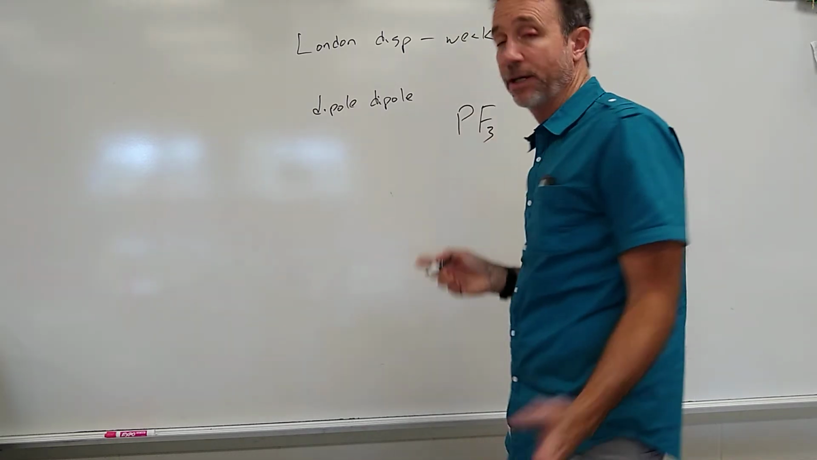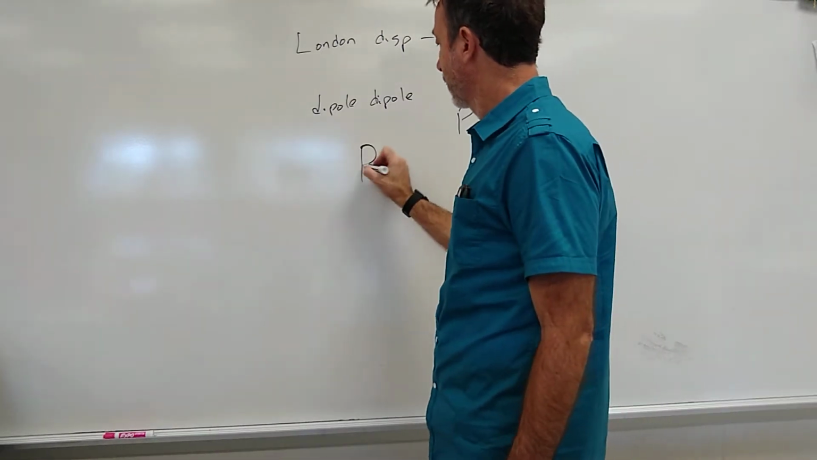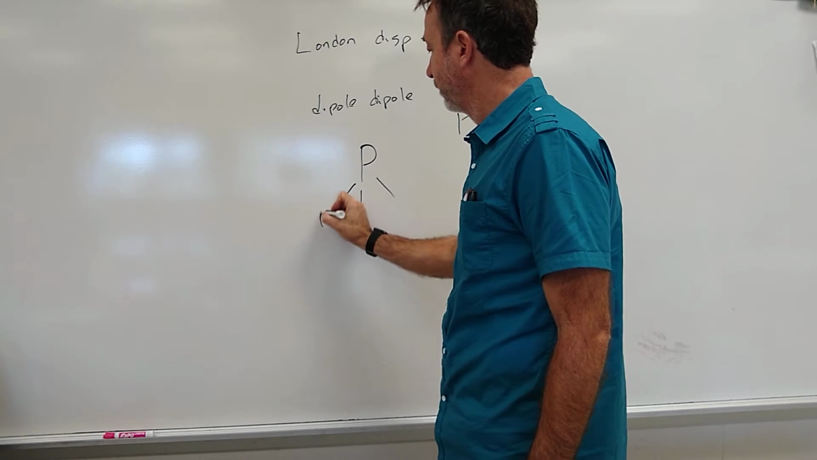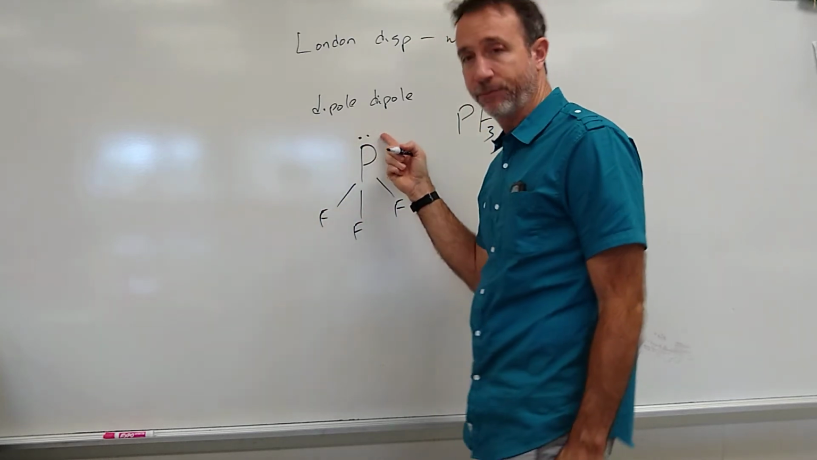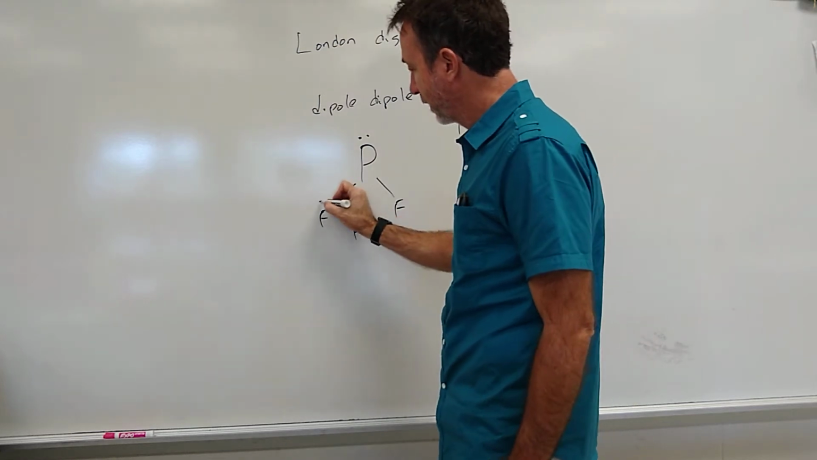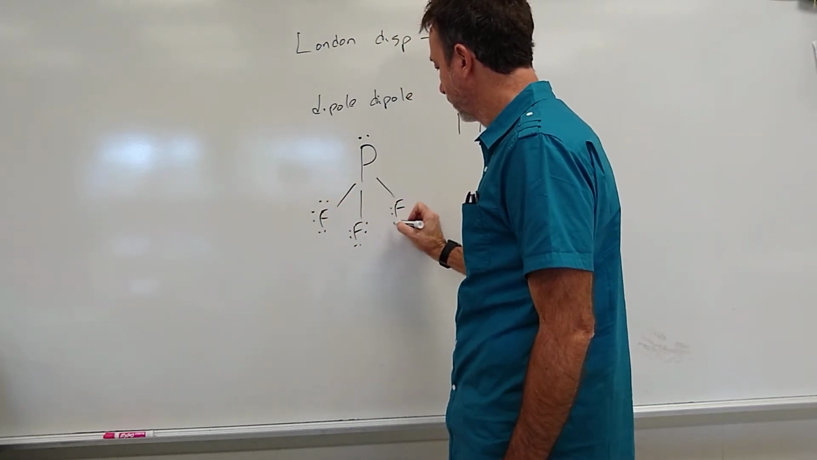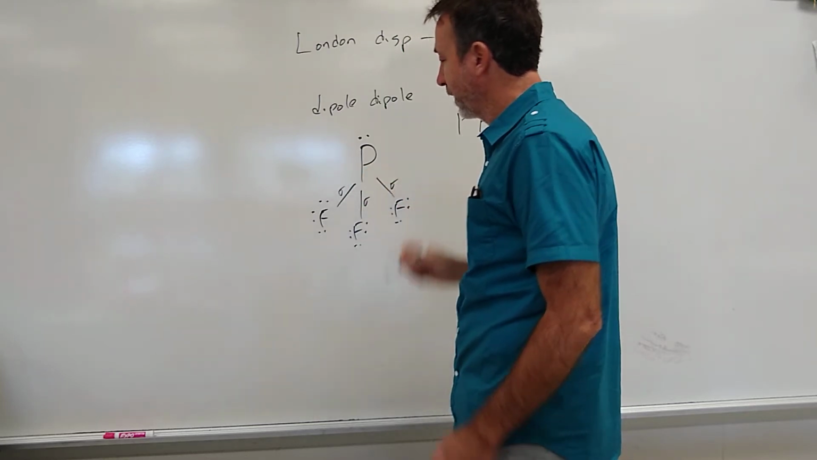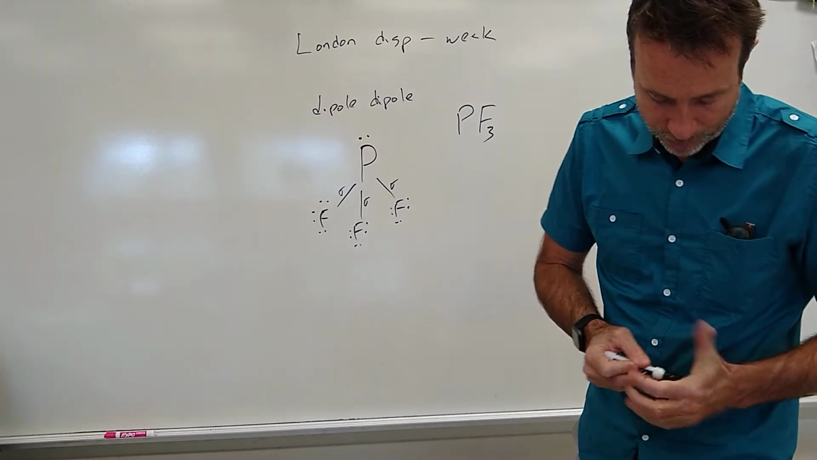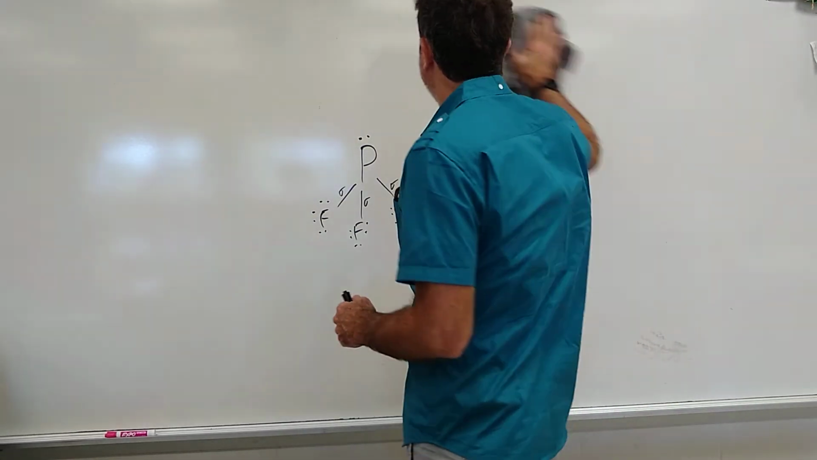Now, let's say we had PF3, phosphorus trifluoride. Okay, now you could draw that. That would be a trigonal pyramidal shape, and the reason is phosphorus would have 2 leftover valence electrons. We'd have all these bad boys right here. And we know these would all be sigma bonds.